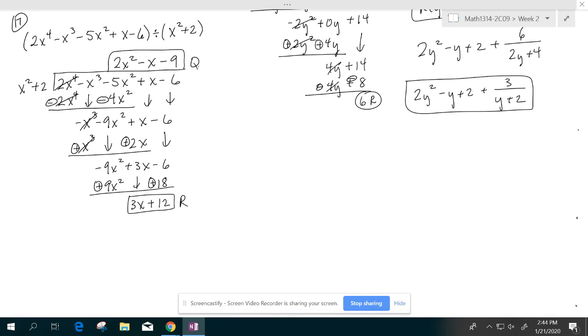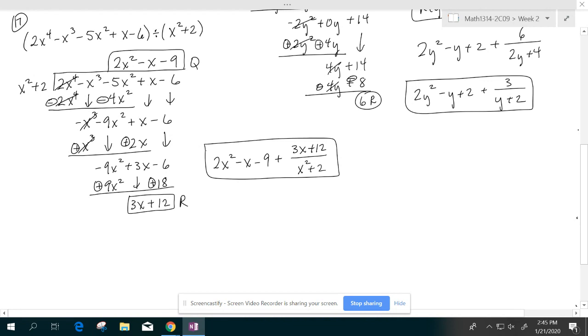And so then we could say the answer is 2x squared minus x minus 9 plus 3x plus 12 over what? Yeah. And that may be the most common way you're going to see the answer written right there. You could also write it as functions, right? Q of x equals and R of x equals.